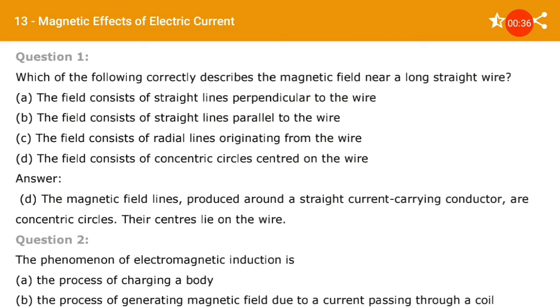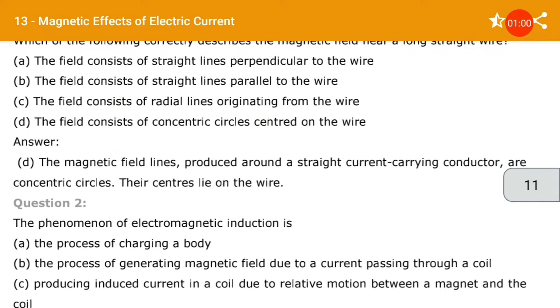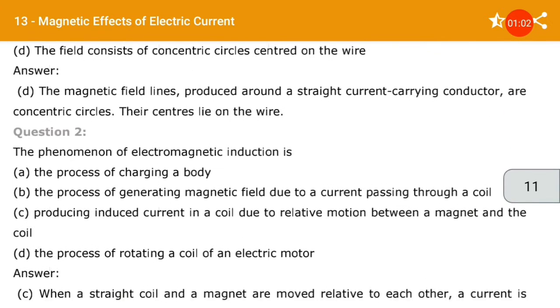Now these are the NCERT question answers. Which of the following correctly describes the magnetic field near a long straight wire? So here the answer is D. The magnetic field lines produced around a straight current carrying conductor are concentric circles. Their centers lie on the wire. So the answer is D. Next question.